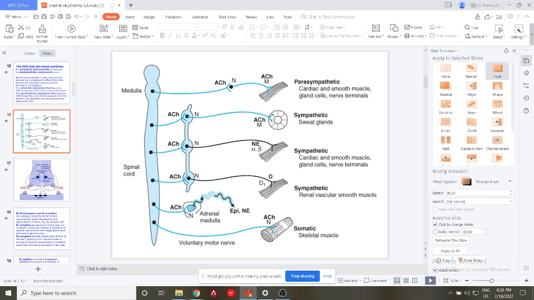It works between the neuron, so this is the neuron and the skeletal muscle. It works right here. Then this is the NM, so it works in the adrenal glands, here.